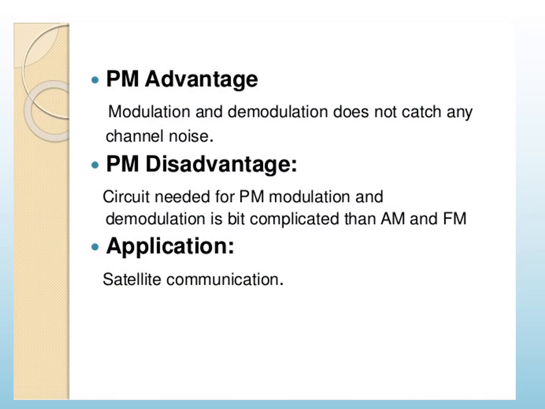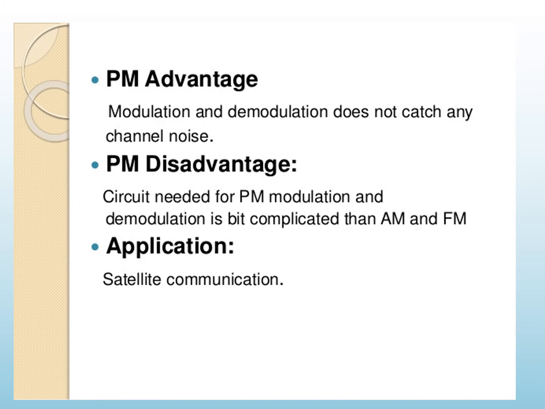In comparison with the FM, there are some advantages of PM. Modulation and demodulation do not catch any channel noise, so that is a main advantage of PM over the FM. But circuit complexity is a bit more, so the circuit needed for PM modulation and demodulation is going to be more complex than for the AM and the FM. When compared to AM and FM modulation techniques, the demodulation technique to regenerate your original information signal in case of PM is a bit complex.